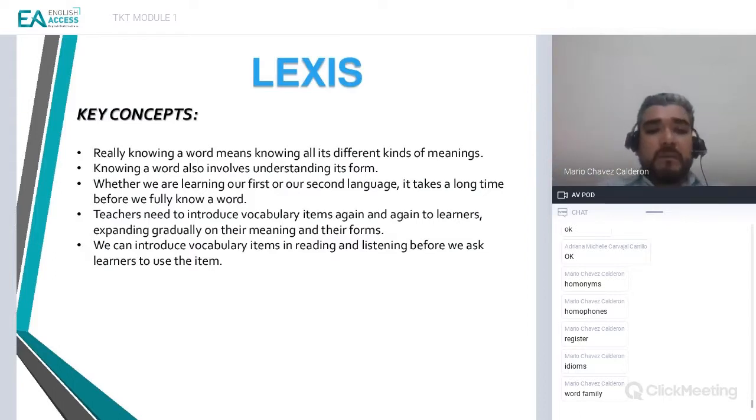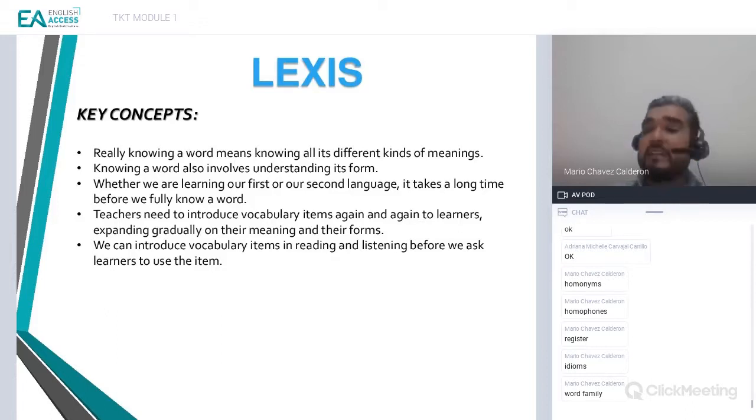Really knowing a word means knowing all its different kinds of meanings. Knowing a word also involves understanding its forms, prefixes, suffixes, etc. Whether we are learning our first or second language, it takes a long time before we fully know a word. Teachers need to introduce vocabulary items again and again to learners, expanding gradually on their meaning and their forms. We can introduce vocabulary items in reading and listening before we ask learners to use them.